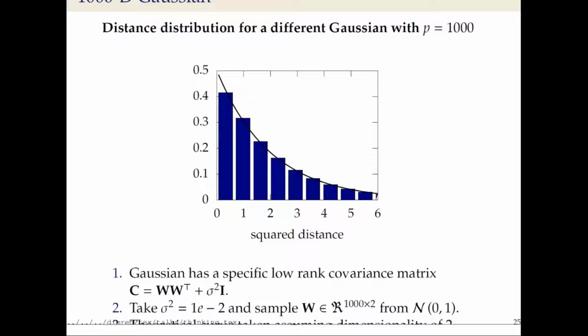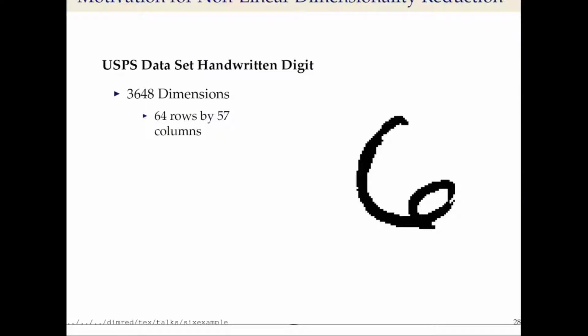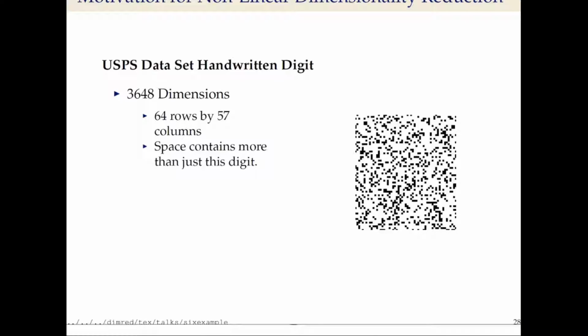Another way of motivating that, which I normally use independently, but I'm going to correlate them now, is this motivating example. We're actually going to look at this as a data set in a moment, and we're going to compute squared distances, but not of the type we've just seen. The USPS handwritten digit data set is quite well known, and this is a 6 from that data. It's very, very high dimensional, 3,648. And that would be an independent sample from that space. These spaces are massive when there's independence.